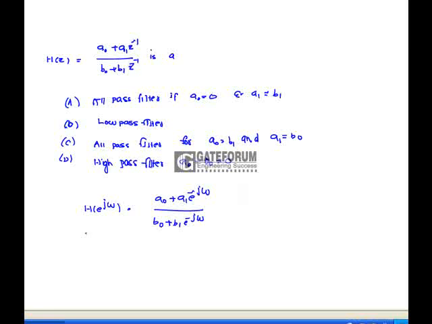So the condition for an all pass filter is a naught must be equal to b1 as well as a1 must be equal to b naught. Hence option C is correct.